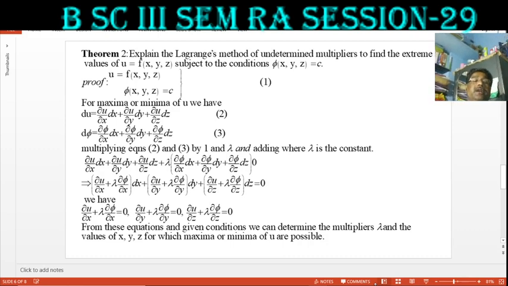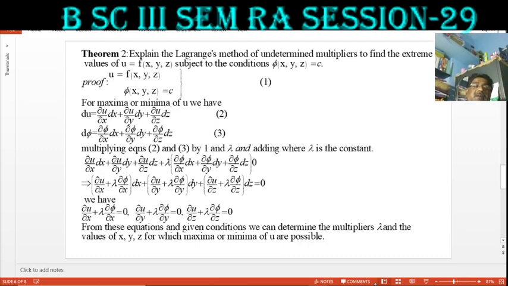Now theorem 2: Explain the Lagrange's method of undetermined multipliers to find the extreme value of u is equal to f of x, y, z subject to the condition phi of x, y, z is equal to c. Now proof: u is equal to f of x, y, z, phi of x, y, z is equal to c. Call this equation 1.